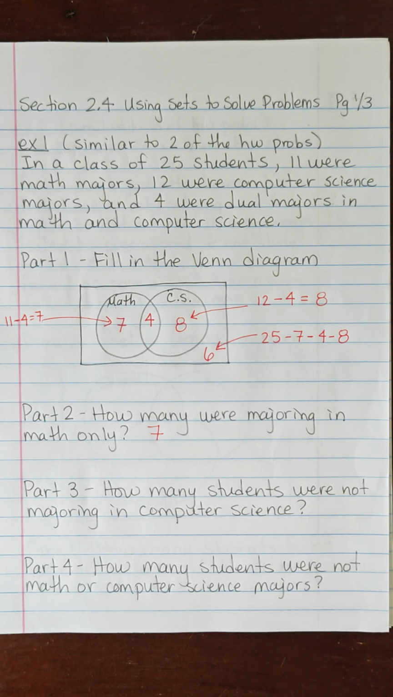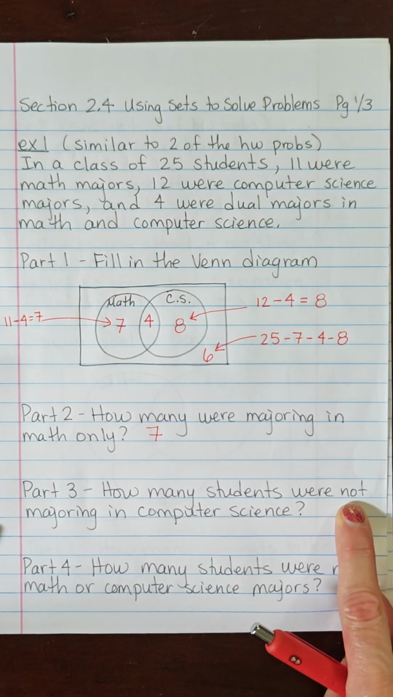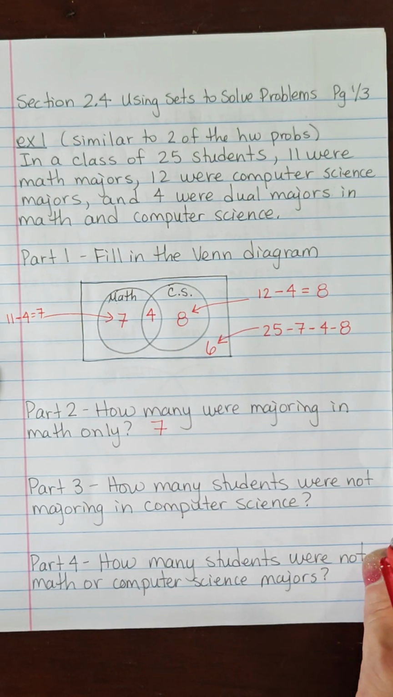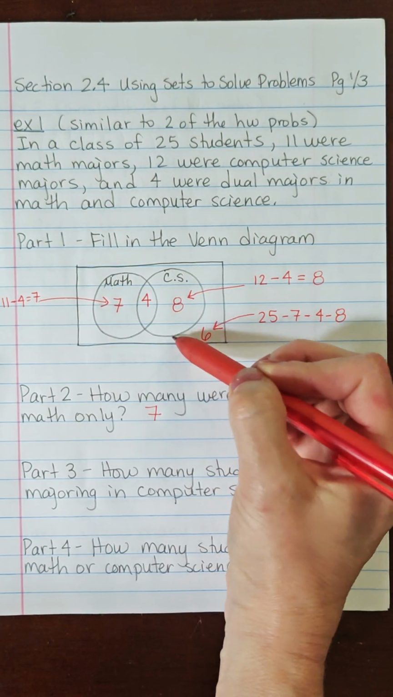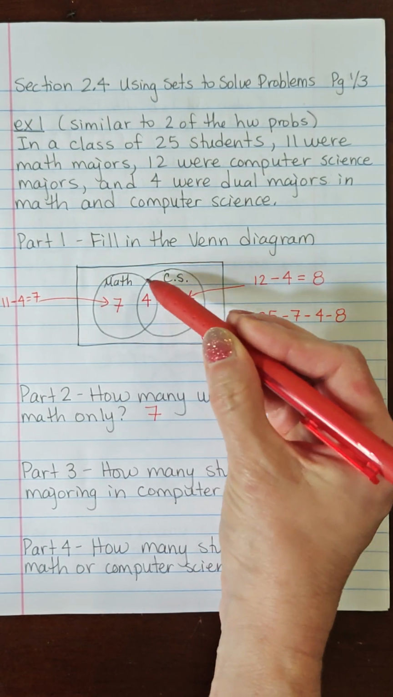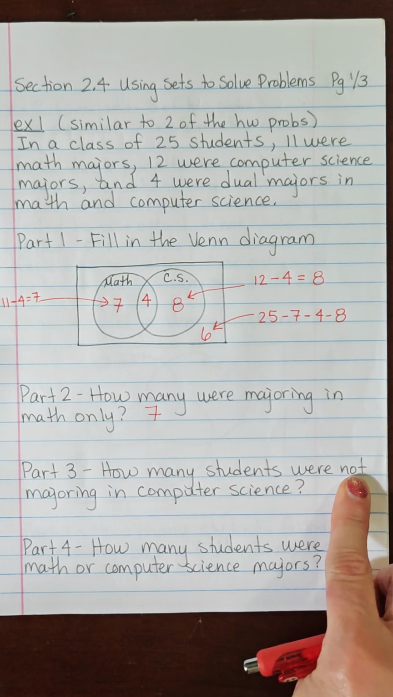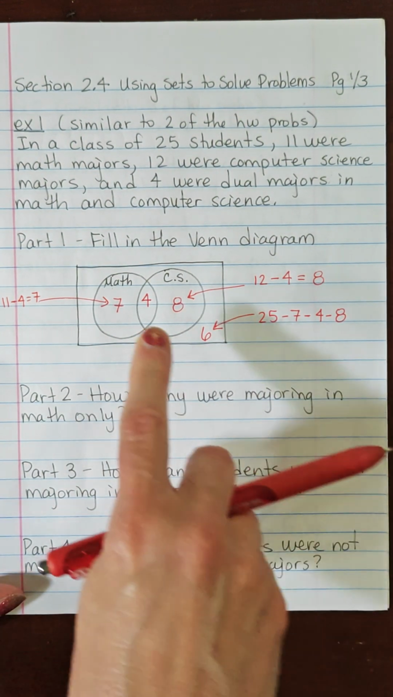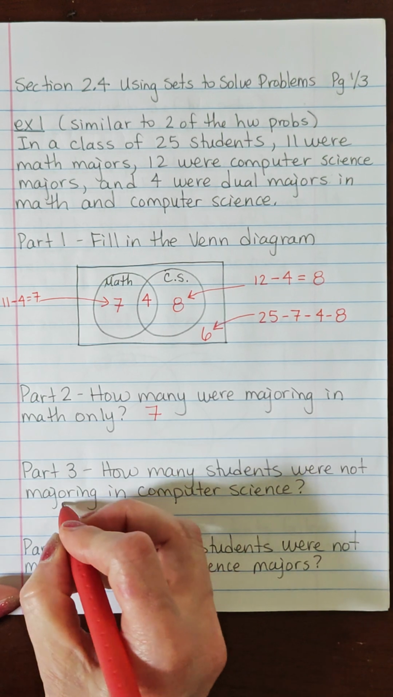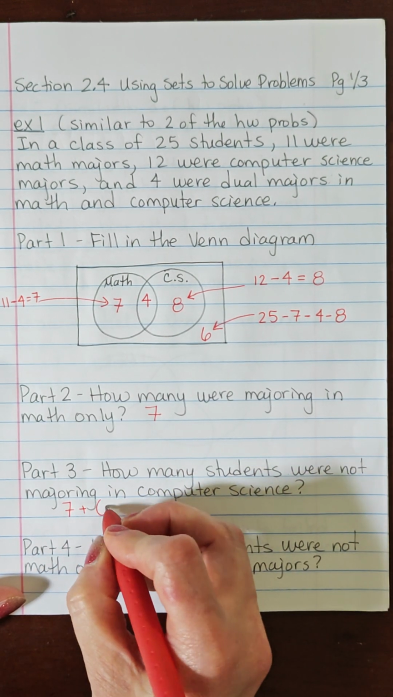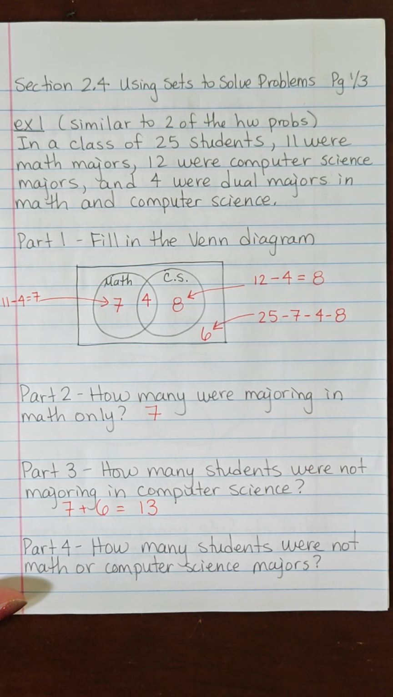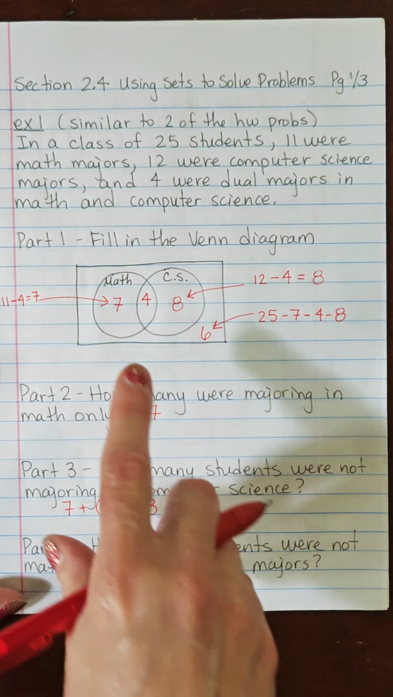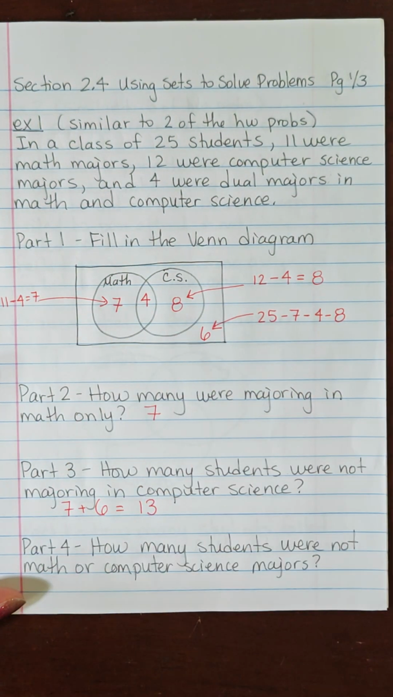How many students were not majoring in computer science? Okay, computer science is everything inside that computer science circle. So not inside that circle is going to be these other 2 numbers. So it's going to be that 7 and that 6. So it's going to be 13 students. It's going to be the students who are not majoring in computer science who are going to be the math people and everybody else.